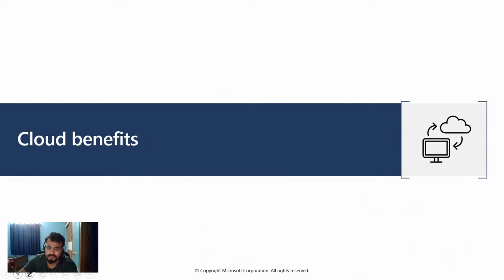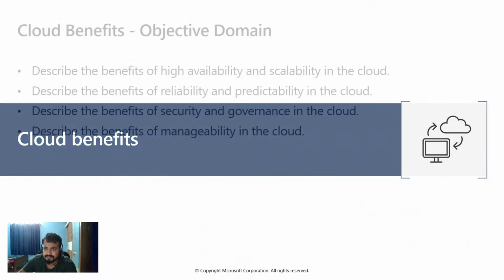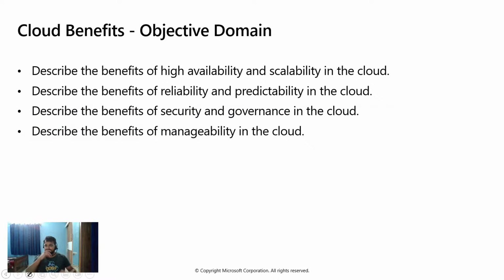The benefits of the cloud. Here probably you can see some of the objective domain over here. I mean, just some of the terminologies: high availability, scalability, reliability, predictability, security and governance, and manageability. So let's see one by one what these are.